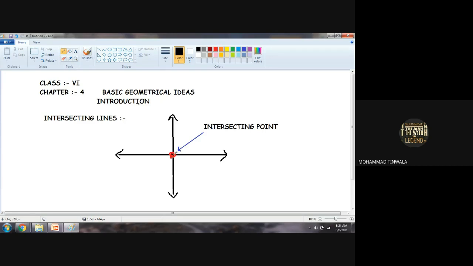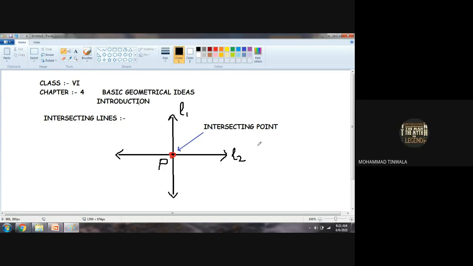Any doubt here, boys? No, sir. So if I give a name P here, P is the intersecting point of line 1 and line 2. And I said this is line 1. The vertical line is line 1. I gave the name randomly. So line 1 and line 2 are intersected to each other at point P. Are you getting my point?